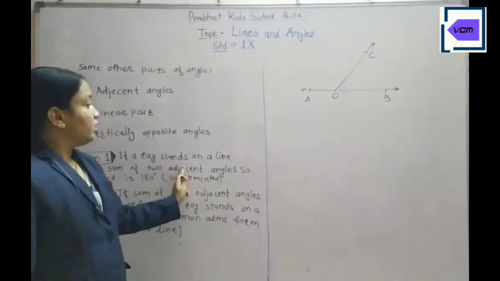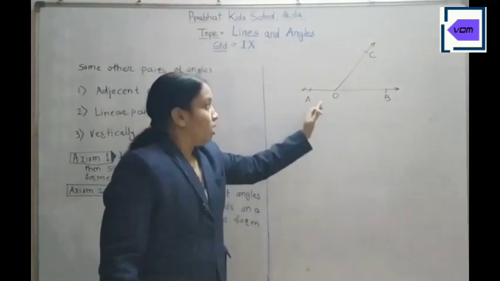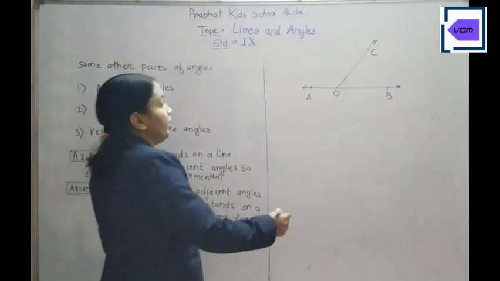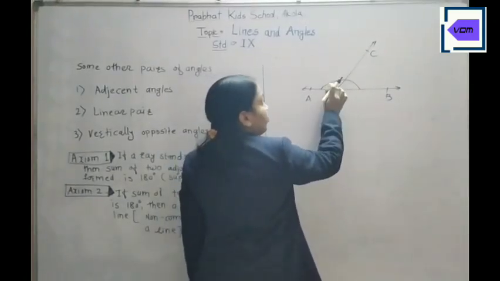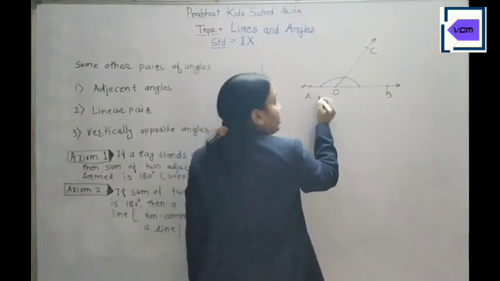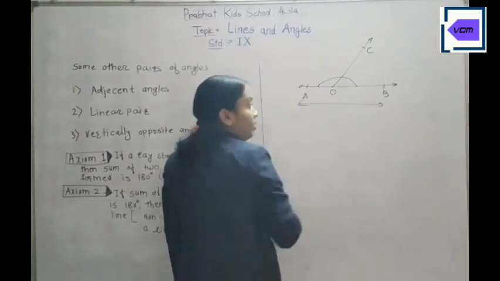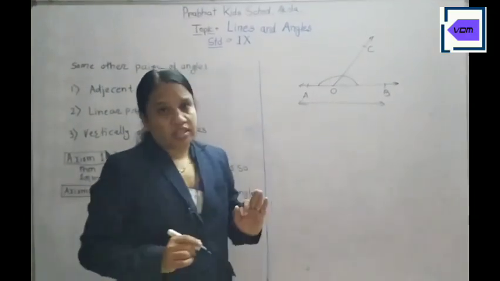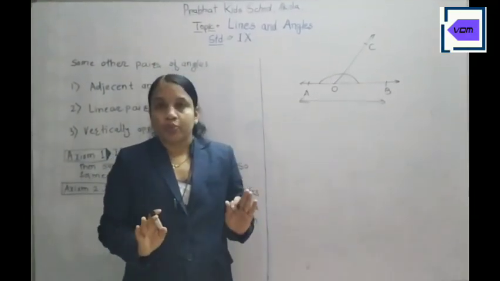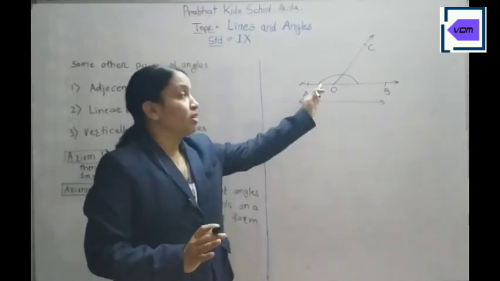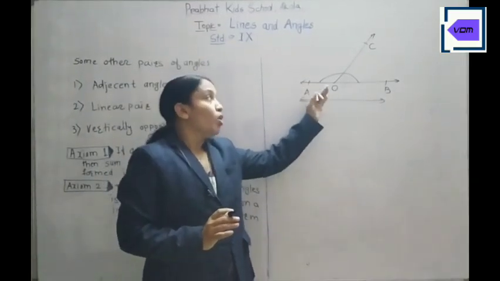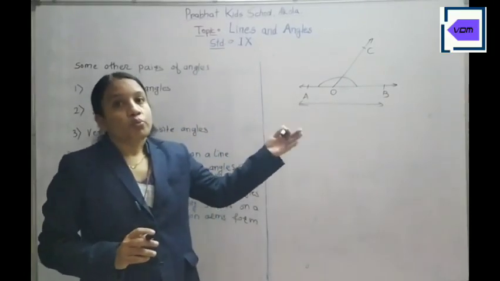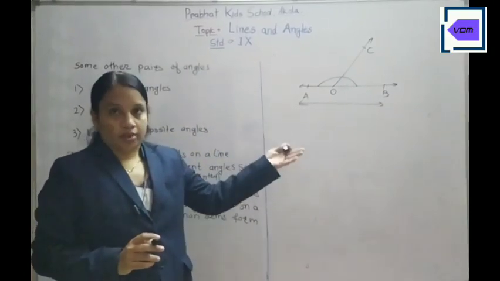The sum of the two adjacent angles so formed is 180 degrees. Now you can easily observe that if you take the sum of these, you will get the side AOB line, and the measure of a straight angle is 180. This is an axiom that you need not prove. It is a universal truth by observation. So we are going to take this as a support to prove the next theorems.